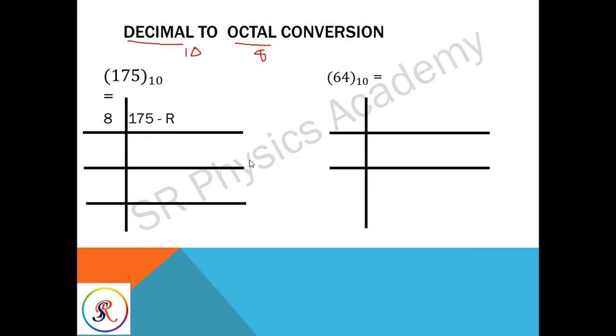So 175. Please remember, here we converted decimal to octal, the base is 8. In this case, 8, how many times will it go? 8 2s are 16.